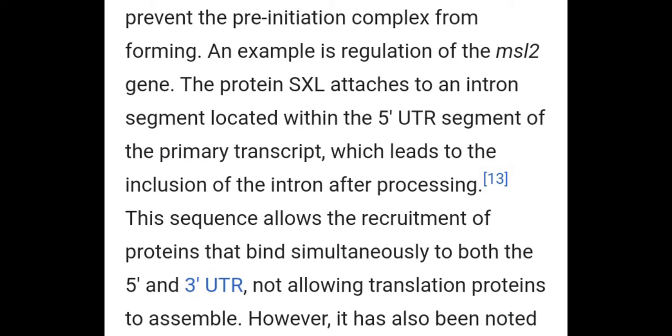Proteolysis is a chemical reaction which will break the peptide bond. So this MSL2 gene also acts as a ubiquitin ligase which promotes ubiquitination of H2B at lysine position number 35. Okay.